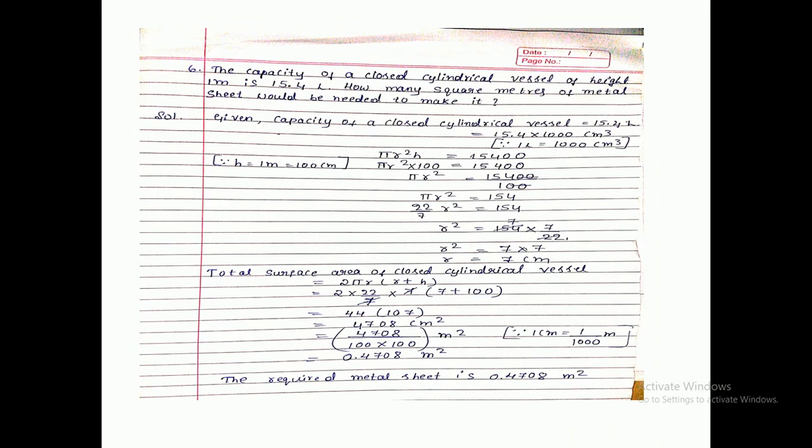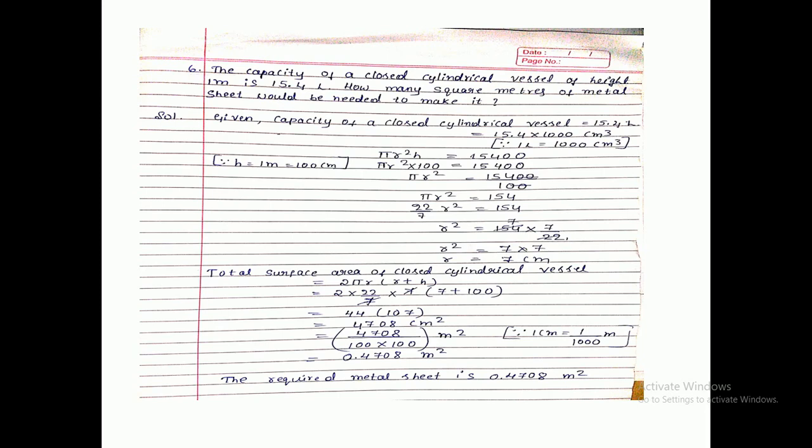Next, sixth one. What is that sixth question actually? The capacity of a closed cylindrical vessel of height 1 meter is 15.4 liter. Capacity in the sense volume of the cylinder is given already. Height is given. Okay, height is 1 meter. Volume of the cylinder is 15.4 liter. How many square meters of metal sheet would be needed to make it?